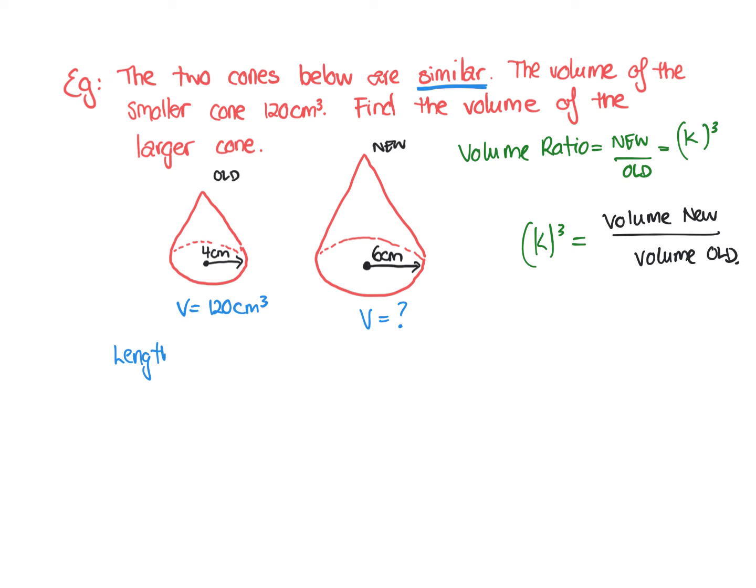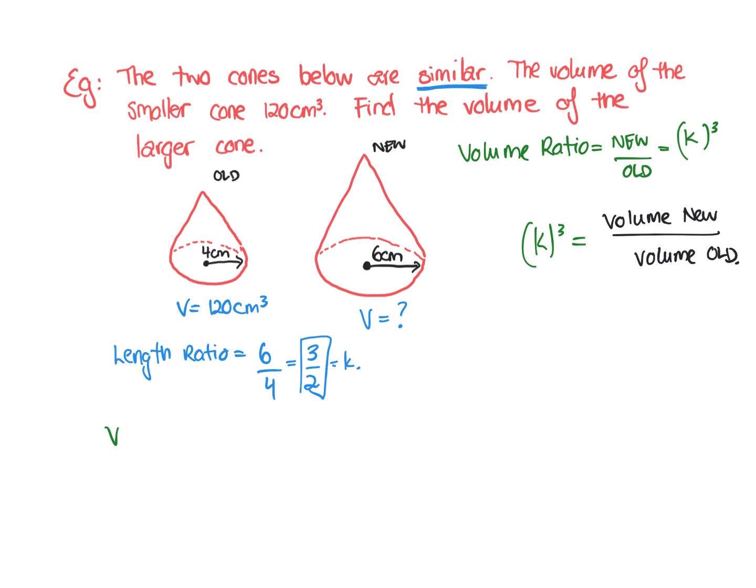So the length ratio we can use because they gave us what? They gave us the radius. So we'll use that. We're going to go new over old. So the length ratio would be 6 over 4. Remember, we have to simplify that. So what would that be? 3 over 2. Good, 3 over 2. So this is essentially K.